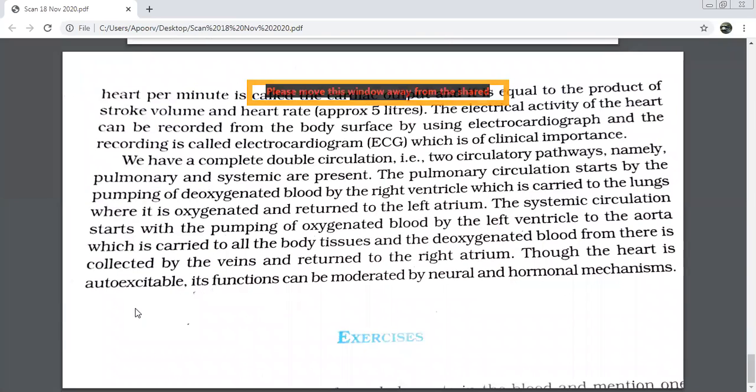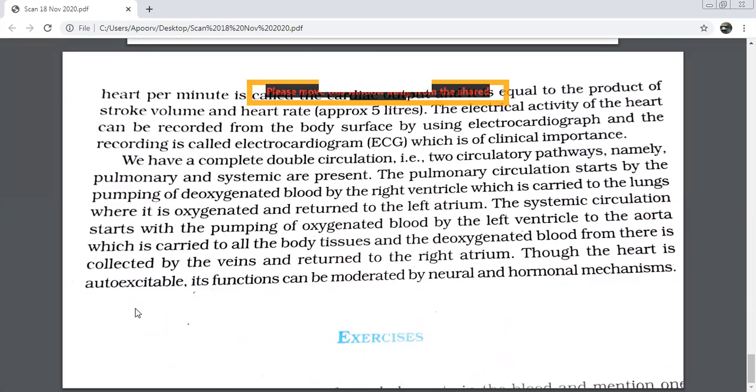A healthy person shows how many cardiac cycles per minute? 72. Yes, 72. All vertebrates and a few invertebrates have a dash circulatory system. Closed circulatory system. The human heart has two atria and two ventricles.